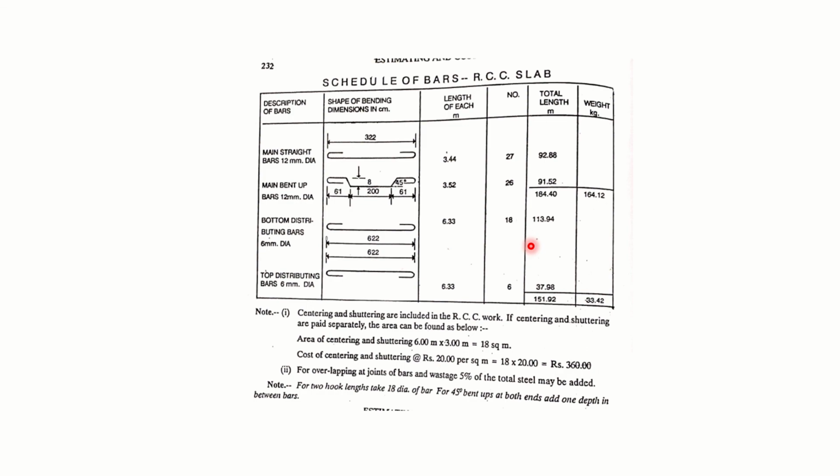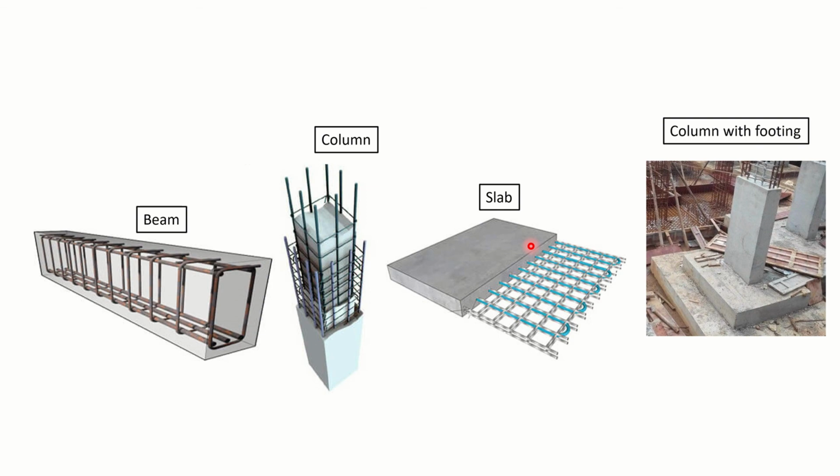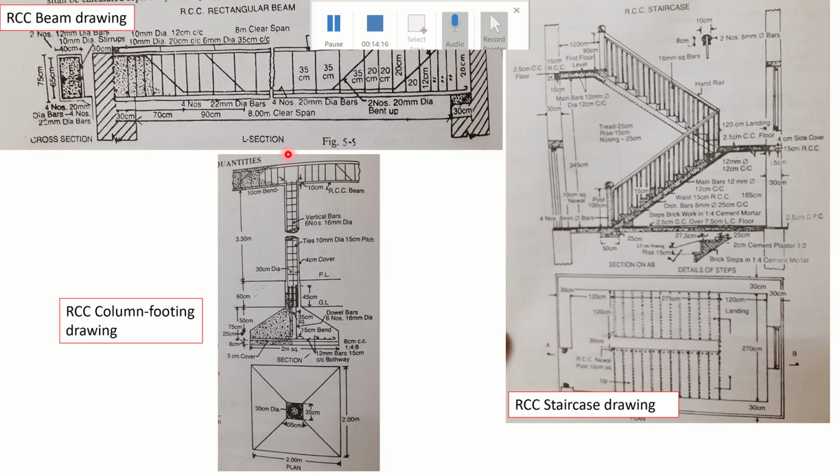Similarly, schedule of bar or bar bending schedule, we can call whatever, can be made for other RCC components like column, slab, column with footing. So all these I will not go in depth because this is not included in your syllabus, but I will quickly skim through how these drawings are and how do you read the drawings. So these are drawings from B.N. Datta book.